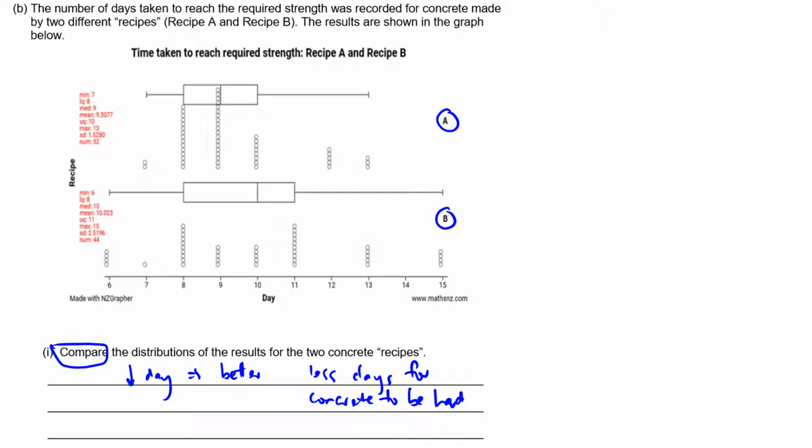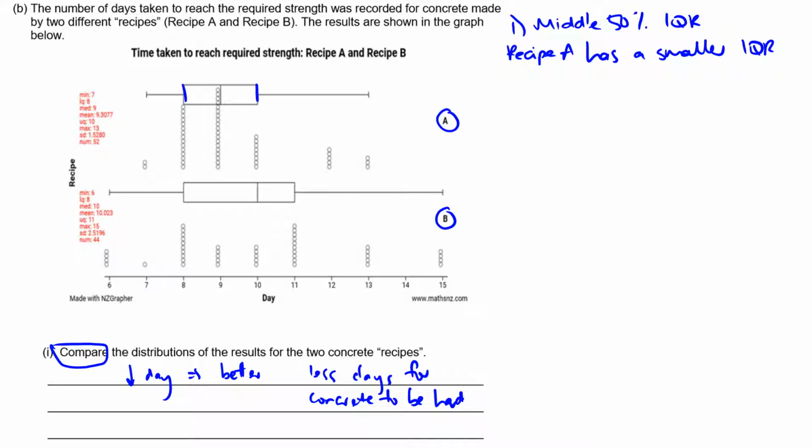Okay, so what are some of the things we could talk about? We could talk about the middle 50%. Remember, that is the interquartile range. That's this range here. Recipe A has a smaller interquartile range, 2, than recipe B, which is 3, meaning recipe A is more consistent.